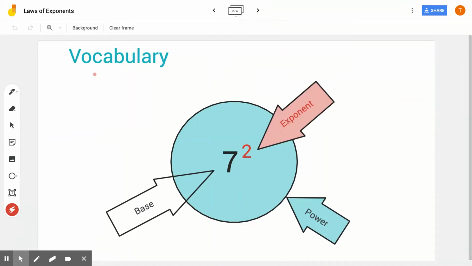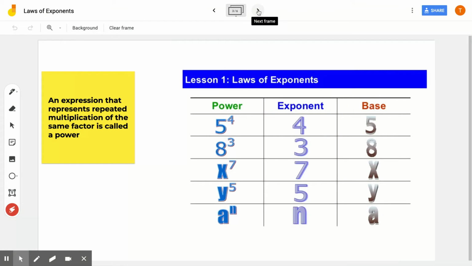Okay, let's talk a little bit about the vocabulary words. The power means you take this expression, and that's what the word power means. So that's 7 to the second power. The number 7 here is what they call the base. That's the number that you're going to multiply by itself. And this is your exponent, and this is going to tell you how many times you're going to multiply the base number by itself. So let's move on to slide 3 so we can see.